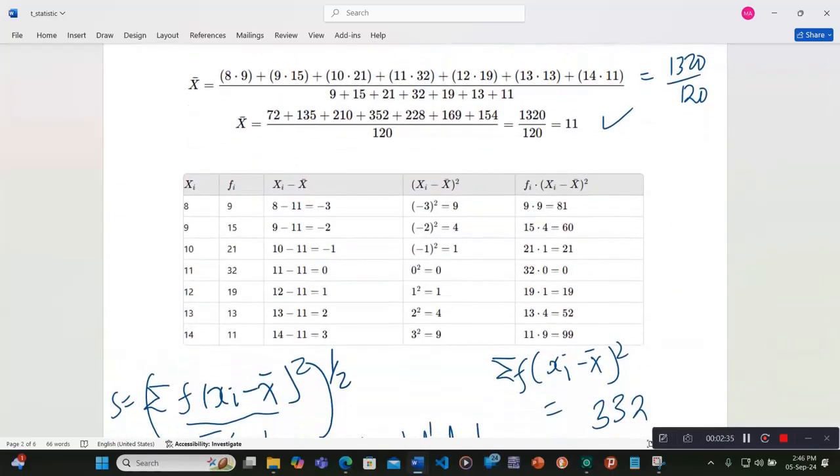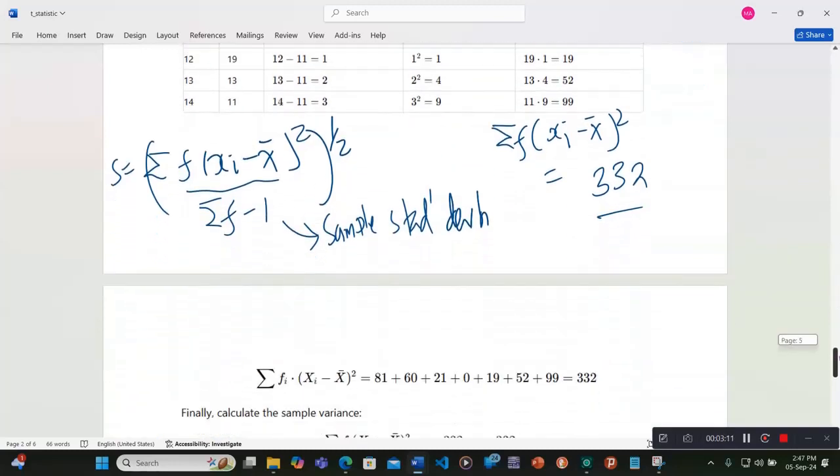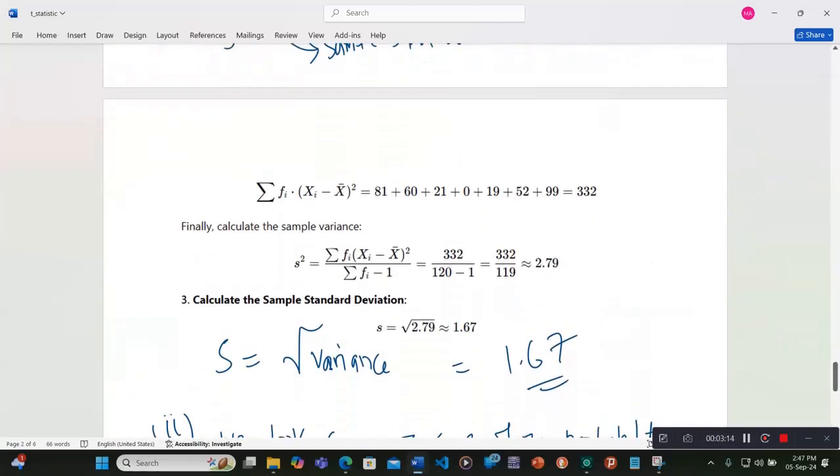So we shall require xi minus x bar. Each individual data point we subtract the mean, and later on we square that difference. Then we multiply that squared difference with the frequency. Each has a frequency. So 9 times this, we get 81. 15 times that, we get 60, up to 11 times 9, when we get 99. When we sum the frequency times the squared differences, we get 332.